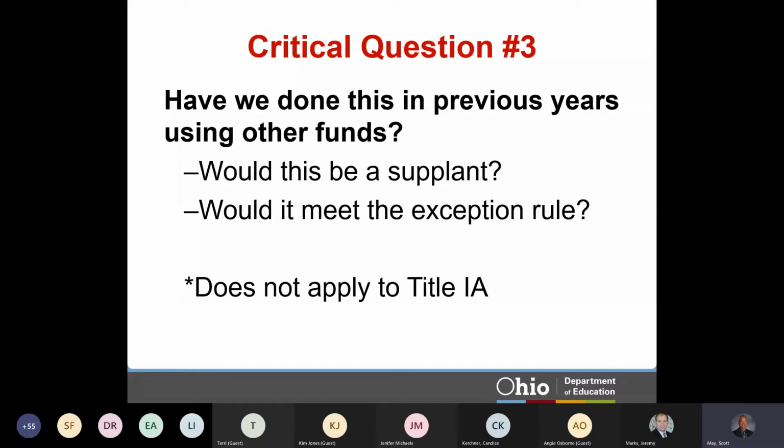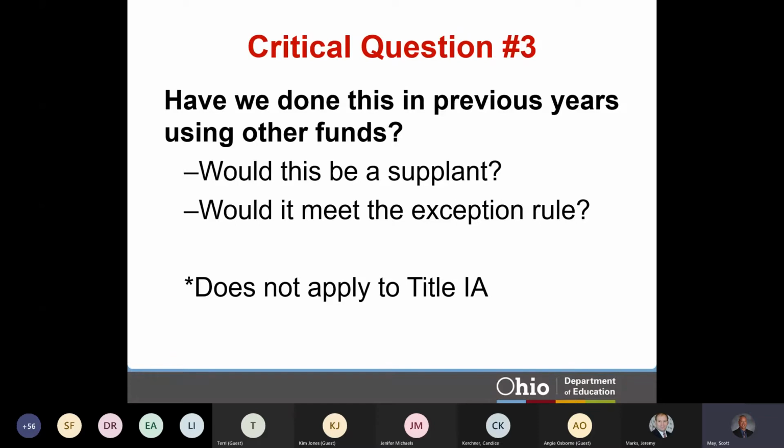Critical question number 3 is: have we done this in previous years using other funds? We have to remember that Title I is a building-level grant, and this is where that neutrality comes in so importantly. If the district paid for this activity in the prior year, then you would be supplanting in Titles 2, 3, 4, and 5. There is the allowability to have a year's break in between to break the supplement, not supplant.